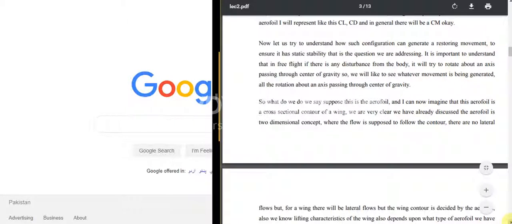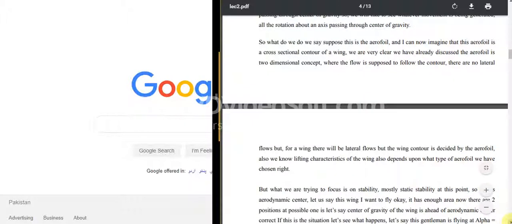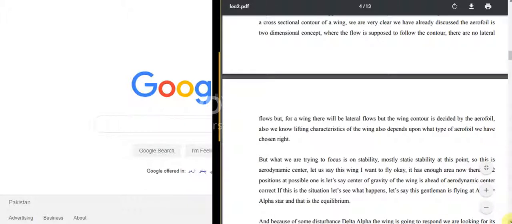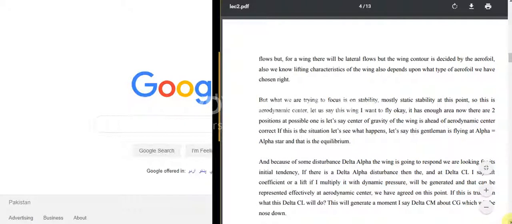Suppose there is an aerofoil. I can now imagine that this aerofoil is a cross-sectional contour of a wing. We have already discussed the aerofoil in the two-dimensional concept, where the flow is supposed to follow the contour with no lateral flows, but for a wing there will be lateral flows, though the wing contour is decided by the aerofoil. Also, we know the lifting characteristics of the wing depend upon what type of aerofoil we have chosen, right? But what we are trying to focus on is stability, mostly static stability at this point. So this is the aerodynamic center, and let us say this wing I want to fly. It has enough area now.